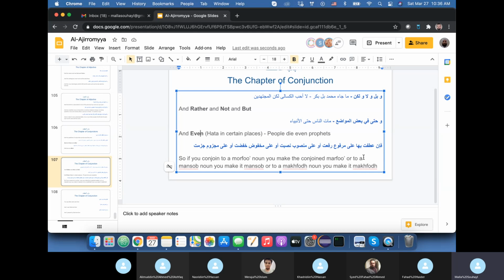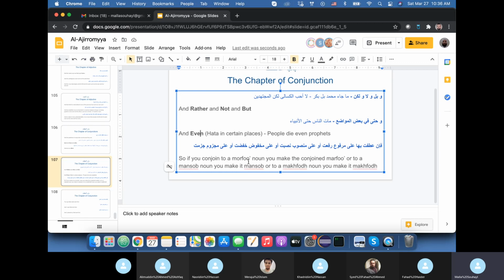Now that you know the conjunctions, we go to what we actually wanted to discuss, and that is how it comes into play when it comes to inflections. So the author says, if you conjoin to a marfu' noun, you make the conjoined marfu'. Meaning, what comes after wa, for example, which means and, has the inflection of what comes before it. Well, that is what the author says.